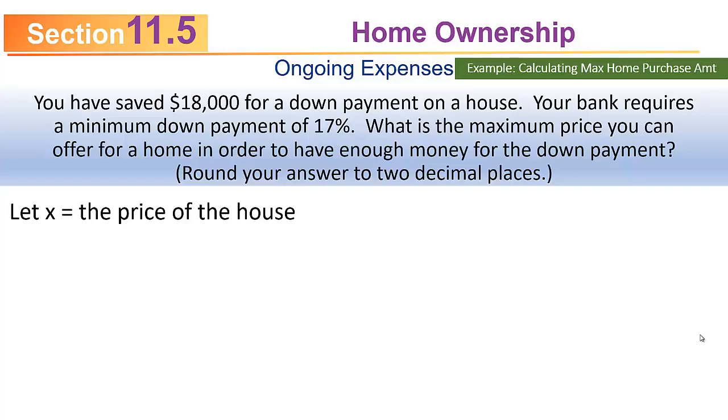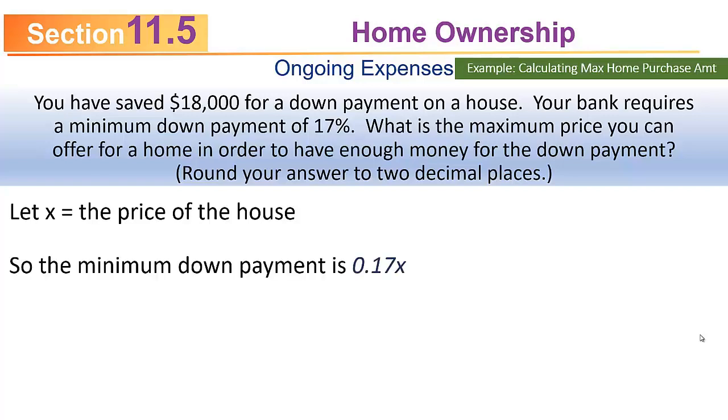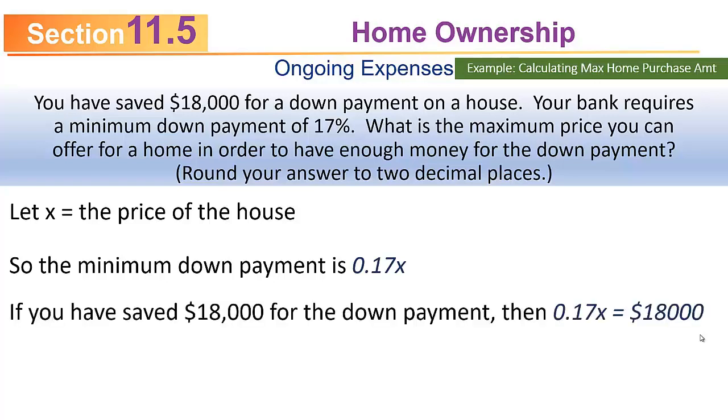Well, this is going to require a little bit of algebra, so let's call x the price of the house, because that's what we're looking for. How expensive a house can you actually afford? The bank is going to require you to make a down payment of 17%, so if you can't come up with that 17% down payment, you can't buy that house. It says you saved $18,000, so that means that $18,000 has got to be 17% of the price of the house.